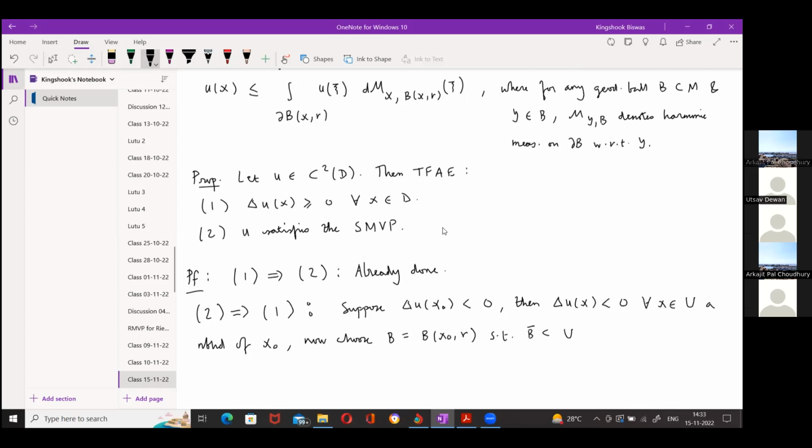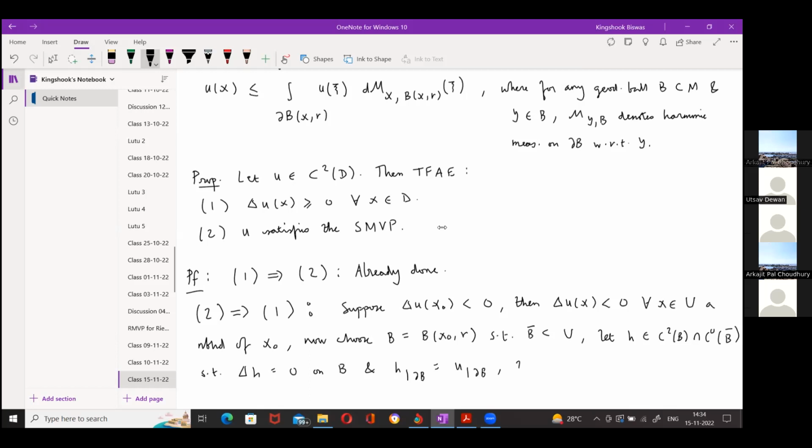Fine. And let H be the solution of the Dirichlet problem, with boundary values U on the boundary of this ball B. So let H be C2 on B and C0 on B closure, such that Laplacian H equal to 0 on B and H restricted to boundary B equal to U restricted to boundary B.